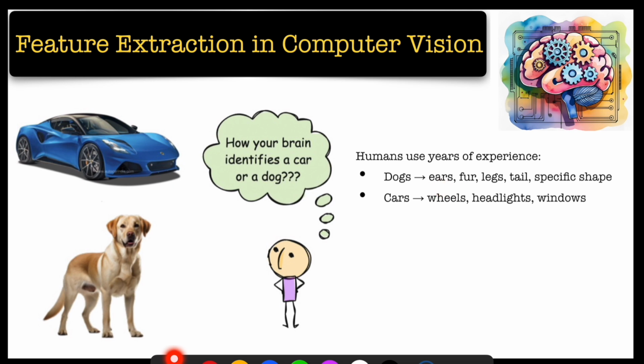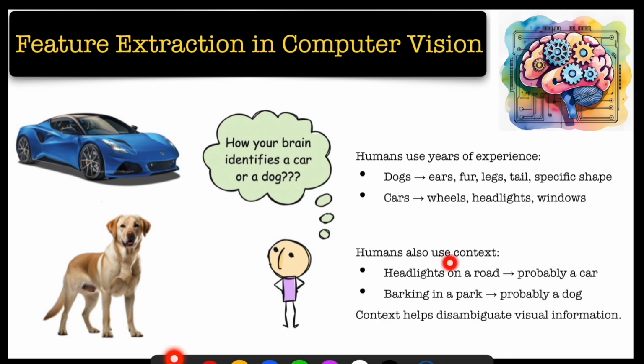If we see something with ears, fur, legs, tail and a specific shape, we can tell that this is a dog. If something has wheels, headlights or windows of a specific shape, then we'll say that this is a car. We humans also use context. Headlights on a road probably mean a car, but a similar light inside a room may not be a car. If something is barking in a park, then it's probably a dog. So the context also helps disambiguate visual information.